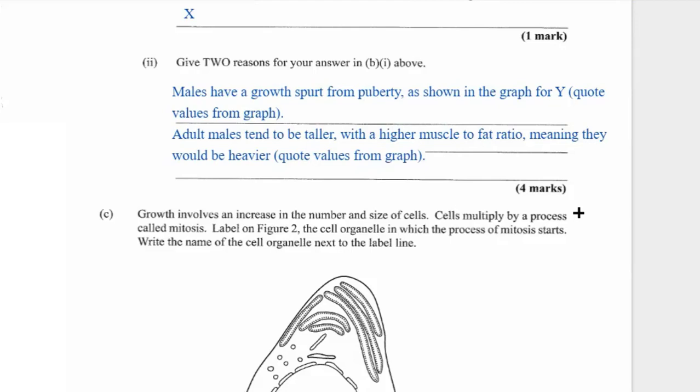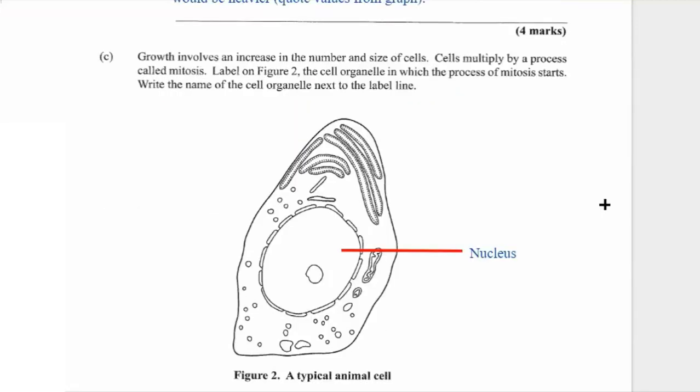Let's move on to part C. They give you the diagram of an animal cell. You analyze the diagram. This here has the structures you can see with a light microscope. You can see these structures with a light microscope, but we also see some additional structures that you normally wouldn't see with a light microscope.